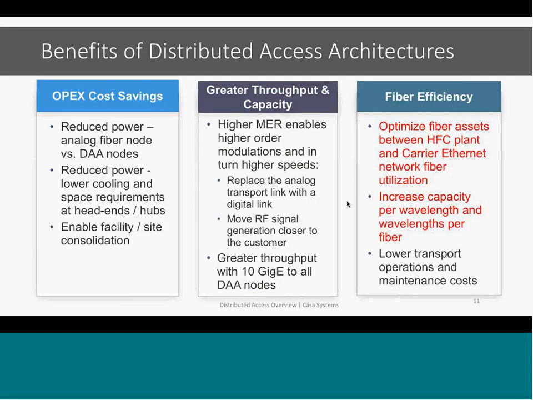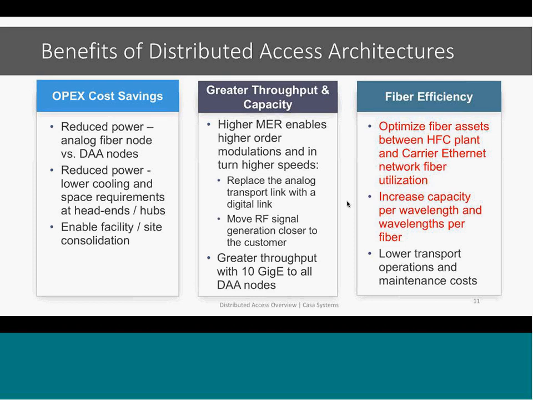Slide on benefits. So with the DAA strategy, you see an OpEx cost saving. That's reducing the power. If I pull the electronics out of the master head end and put it out on the pole, I no longer have to cool that building anymore. By pulling equipment out and moving it out to the edge with a PHY, which is the power-intensive component of HFC or of high-speed data, you're lowering your OpEx by doing that.